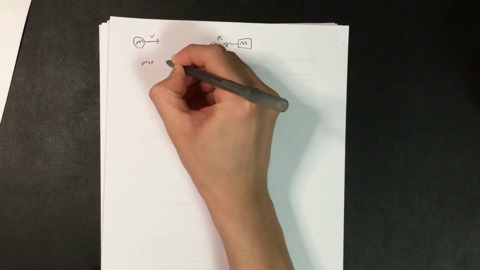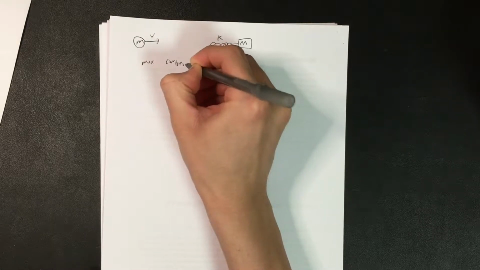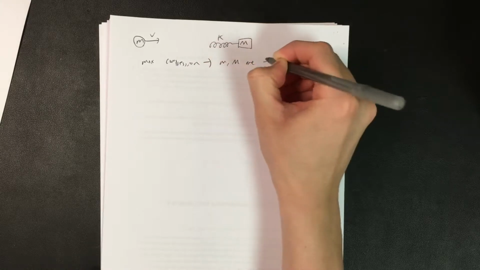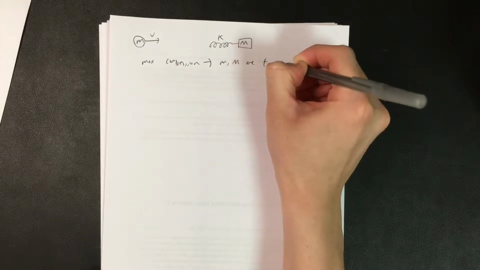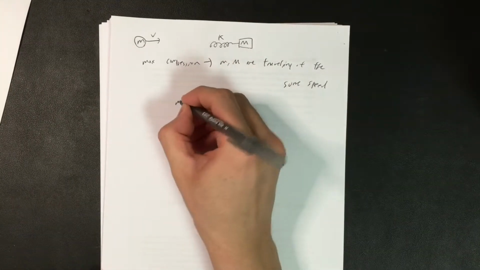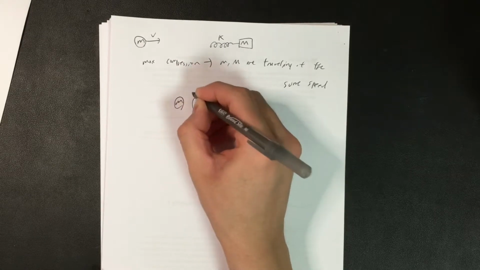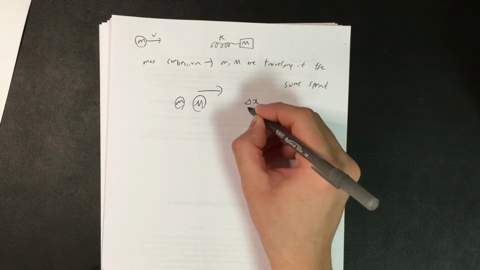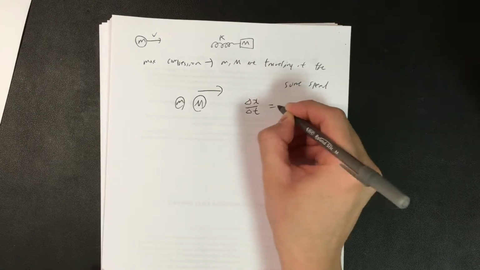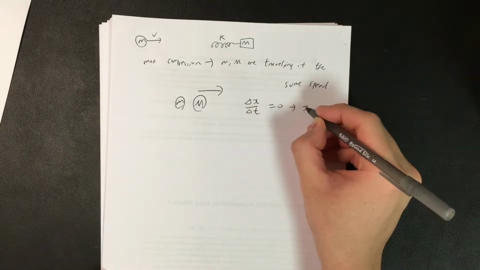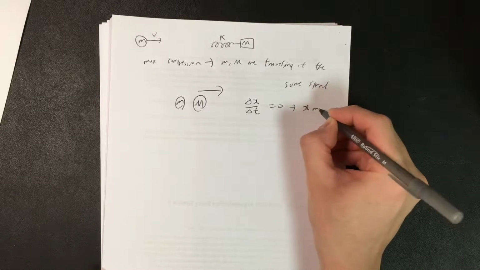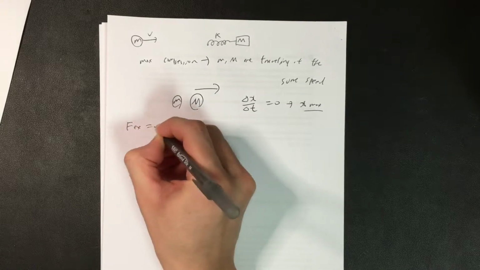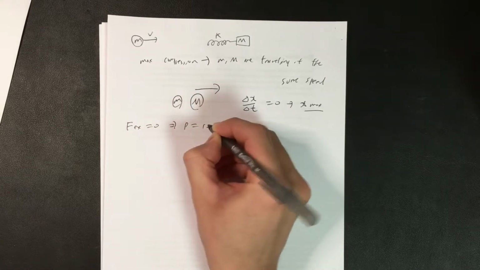Now, in order for the spring to have maximum compression, the two masses, m and M, are traveling at the same speed. And this is because when small m and big M are traveling at the same speed, the change in length with respect to time is going to be 0, which means the total length of compression is going to be at its maximum. Since the external force equals 0, the momentum is conserved.